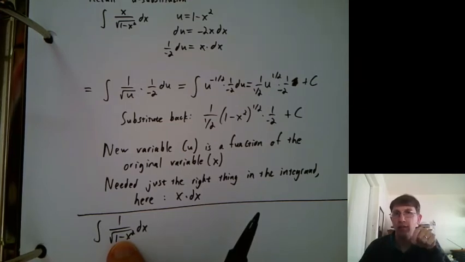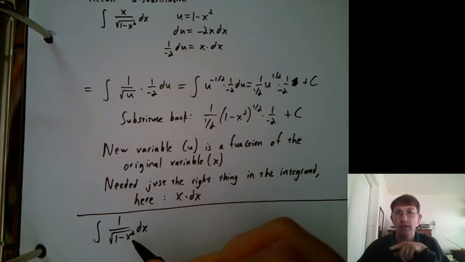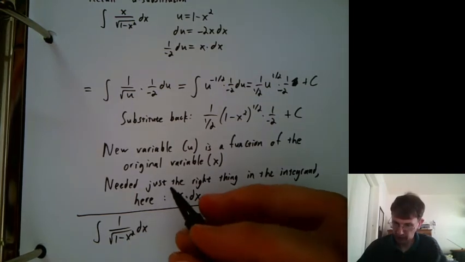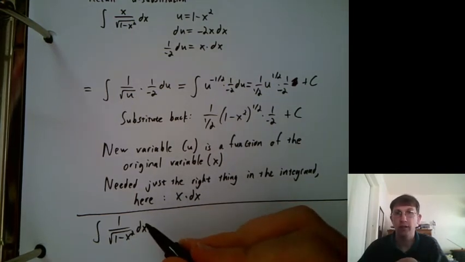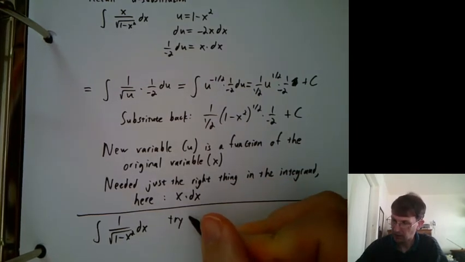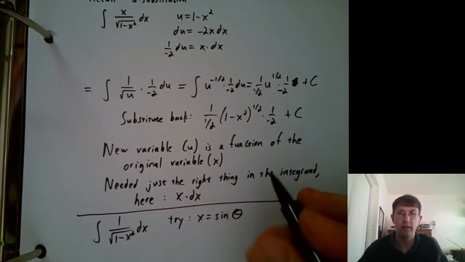Can we think of anything in the world where if I had 1 minus something squared, I could turn that into something else squared and then take the square root? So if that was 1 minus sine squared, I could replace it with cosine squared. And then I could take the square root of that and everything would be easy. So if that x was a sine, then life would be easy. So let's try saying x equals sine theta.